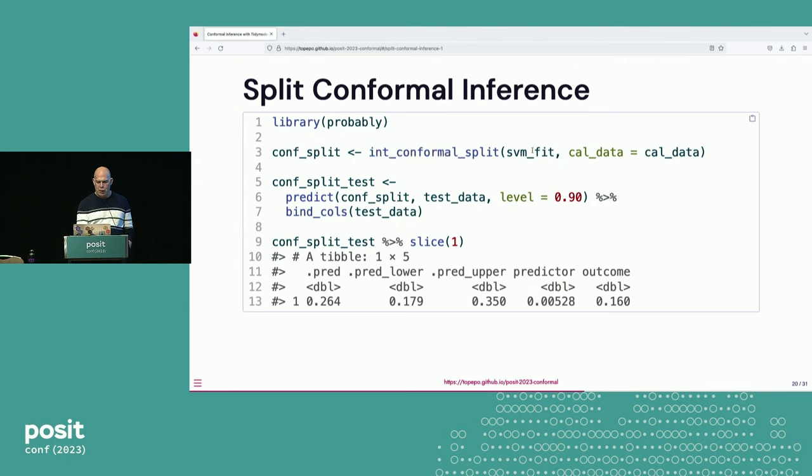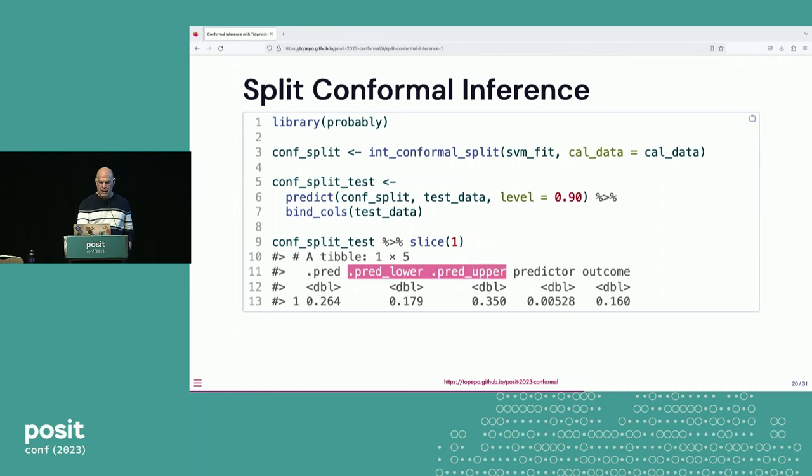So what you do is you give it your fit and your calibration set. It basically predicts the calibration set and gets residuals. And then when you want to actually get the predictive intervals on new samples, you give it, let's say, the test set. Here you specify whatever confidence level you want. And then you can see you get new columns here, pred lower and pred upper.